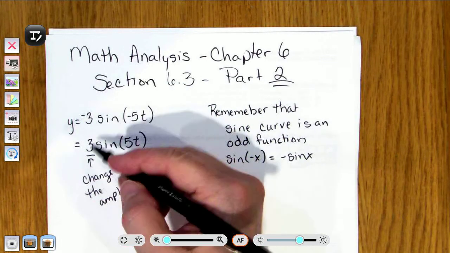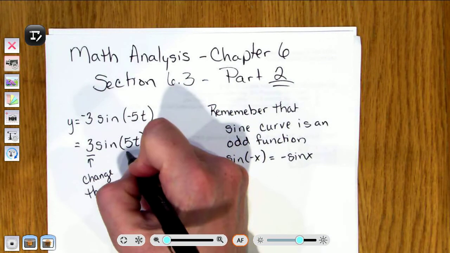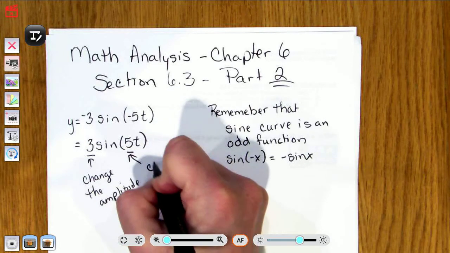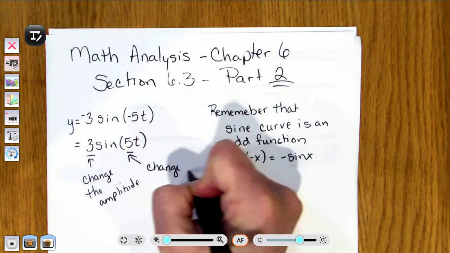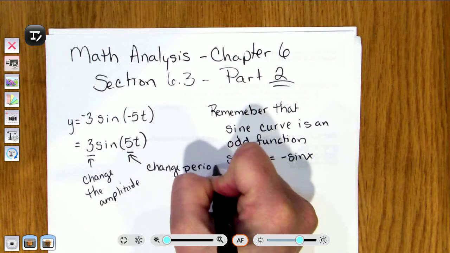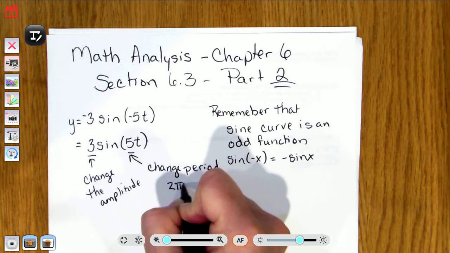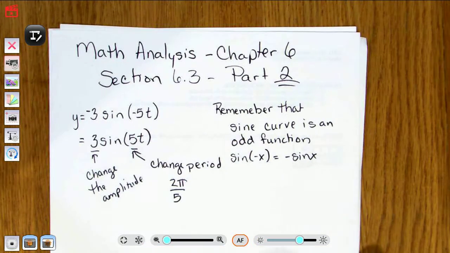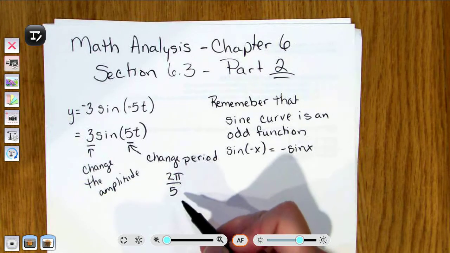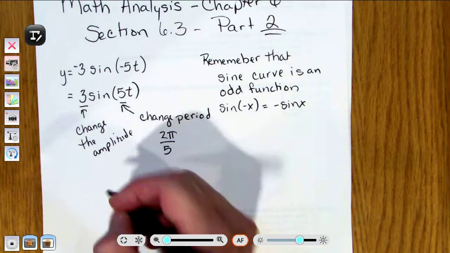So again, to review, this is going to change our amplitude. So we're going to be going up and down to 3 instead of the 1, and this is going to change the period. So our period is going to be that 2 pi divided by 5. Not a pretty number, but we are bright. We can handle it. It's just a number.